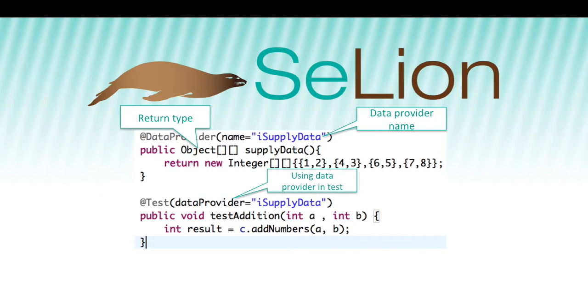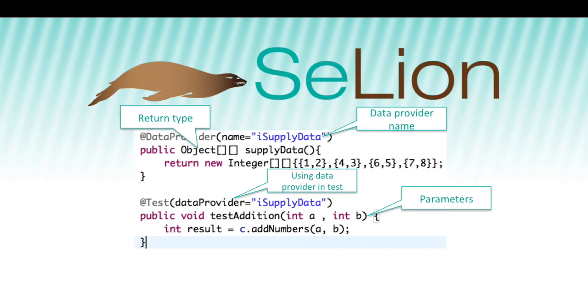And the next thing is, to use the data provider in a test method, you need to supply the data provider name and the parameters. If you take a closer look at this example, supplyData returns an integer array with two parameters, and I have equalized the same number of parameters inside the test method. You may also want to try including one more parameter and run this case. TestNG will throw an error saying it couldn't match the parameters.